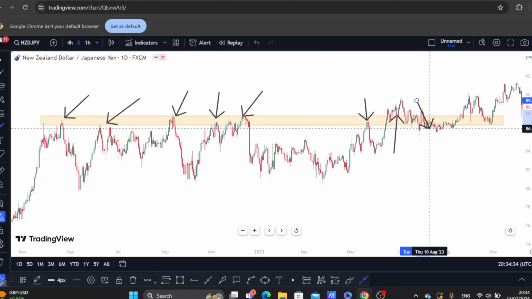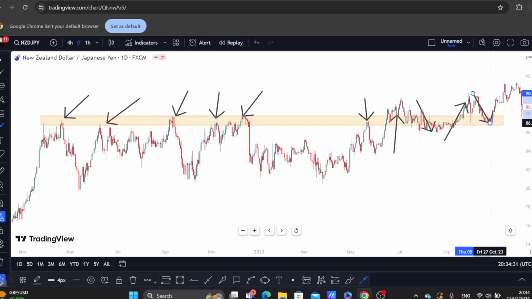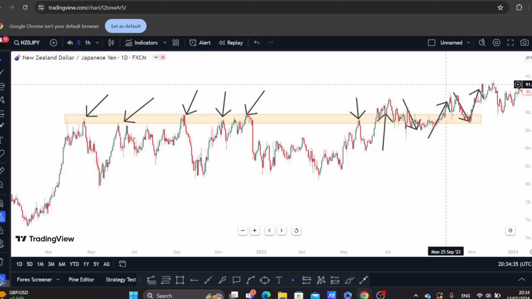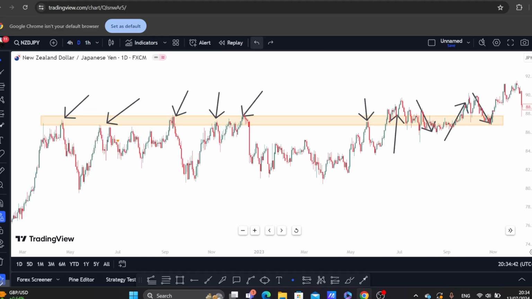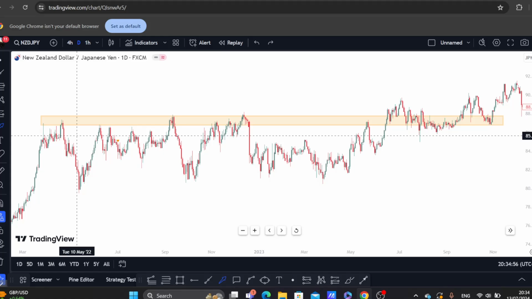And then it came back. We also broke out before it retested the level again, and then it went up. If you look at this chart, you will clearly see where prices have been bouncing from. If you are a support and resistance trader or a supply and demand trader, these are the areas that you'll be going short and long from.